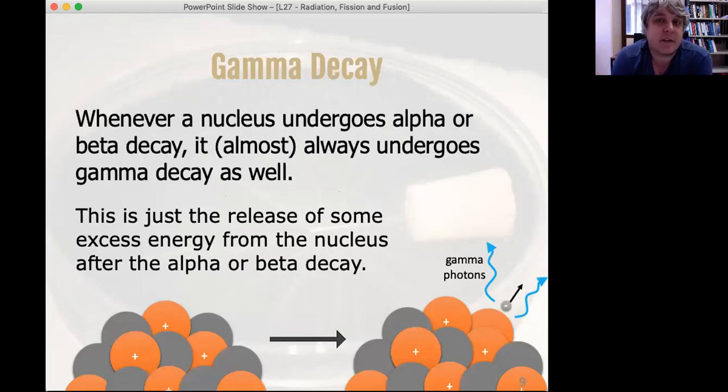And that is just the release of the excess energy that is left over because of that change in the nucleus. When a nucleus decays and changes its form somehow, whether that's a neutron changing into a proton or getting rid of a couple of protons and neutrons as an alpha particle, however it does it, the energy needed for that nucleus is now a bit different, and it will get rid of that excess energy by releasing some gamma photons. So that is where gamma rays come from.